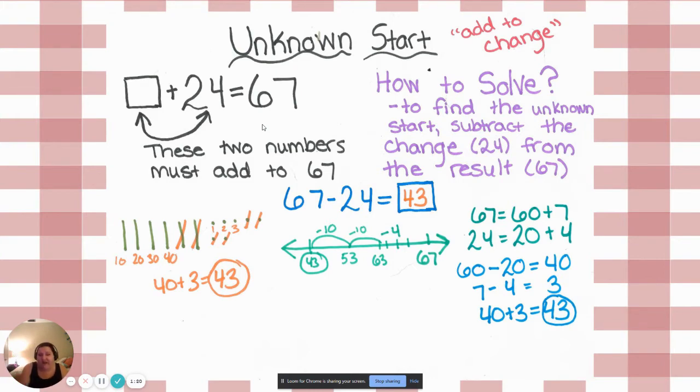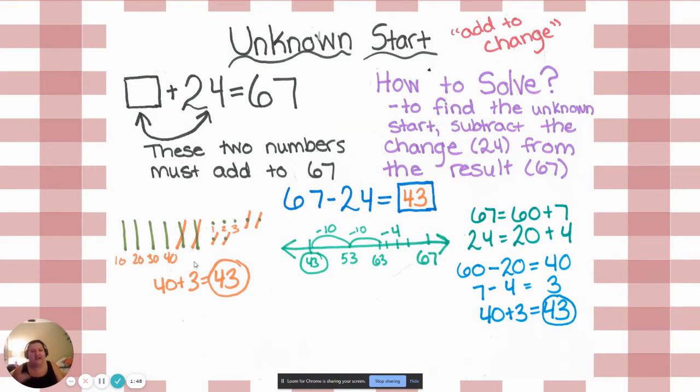So how do we solve this? We must take the result, which is 67, and we need to subtract 24 out of it. So what you are actually solving is 67 take away 24 is unknown, and that is going to give us that unknown answer. So I have solved this 3 different ways, and I want to go through and talk about each way I solved it.